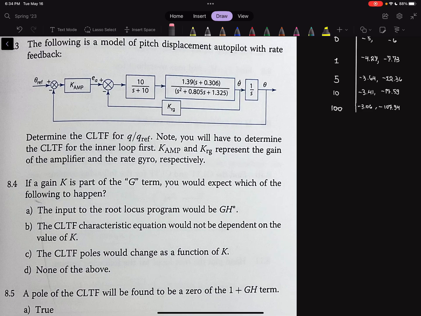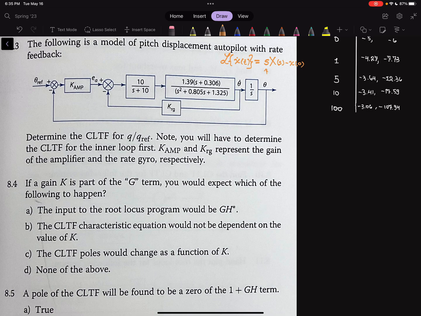The following is a model of pitch displacement autopilot with rate feedback. So here we have our rate, and we go back to position by multiplying by 1 over s, which is the Laplace transform. And it comes from the idea that when we have a derivative of a function in terms of t and we take the Laplace of it, this is s times big X of s minus the initial condition. And the pattern follows if we have a second derivative, third derivative, and so on.